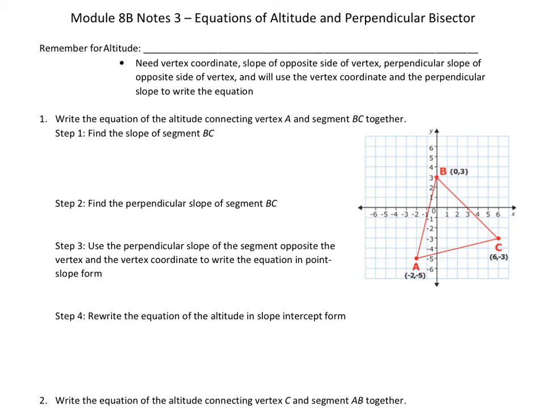For notes 3, we are going to write the equations of altitudes and perpendicular bisectors. But remember, we first need to remember what an altitude is. An altitude connects our vertex to the opposite side, and it needs to be perpendicular to that opposite side.